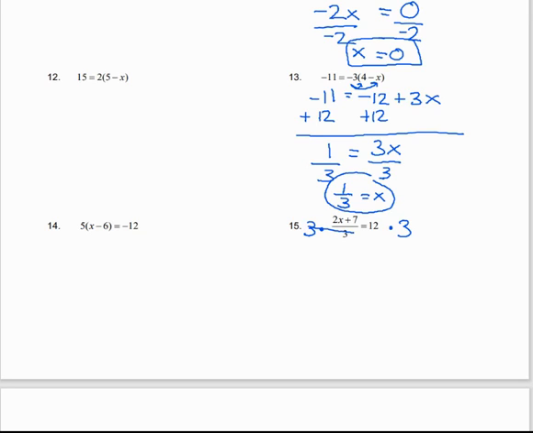Now those 3's cancel. Now you're left with 2x plus 7. And 12 times 3 is 36. So that fraction has disappeared. So from here, we can now do what Moses said. Now we can get rid of that 7 by subtracting it. And we get 29. And now we divide by 2. What happens?